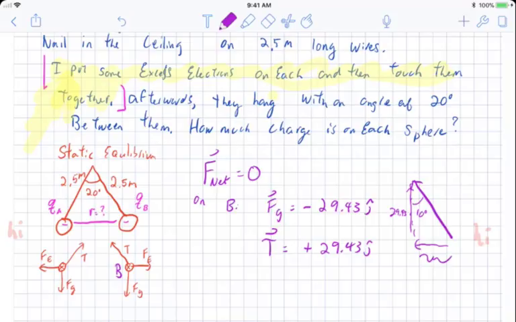29.43 times tan of 10 degrees. So that's going to be minus 5.19 I hat. And that means that for all the forces to cancel out, the force from the electric field, the electrostatic repulsion, has to be plus 5.19 I hat. Okay? So that's literally a question you could have done last term. You're just talking about the forces all canceling out. Now here's the interesting bit.